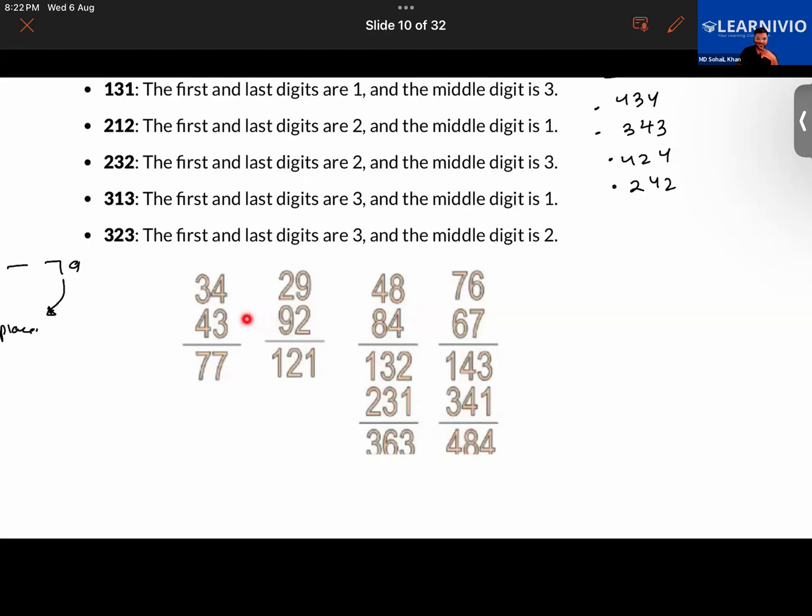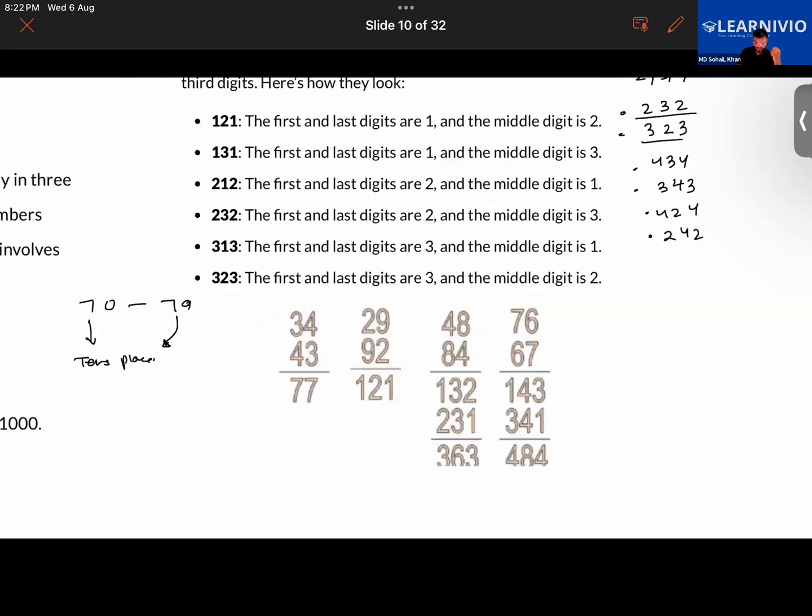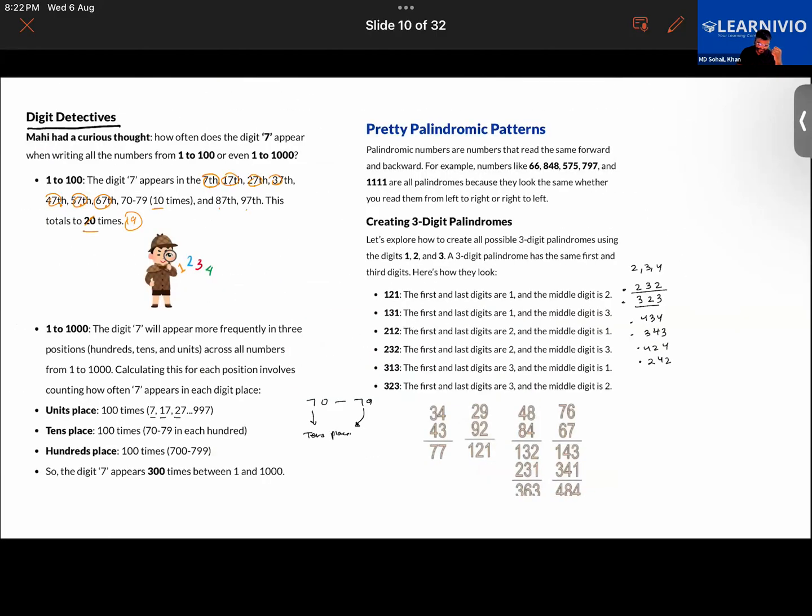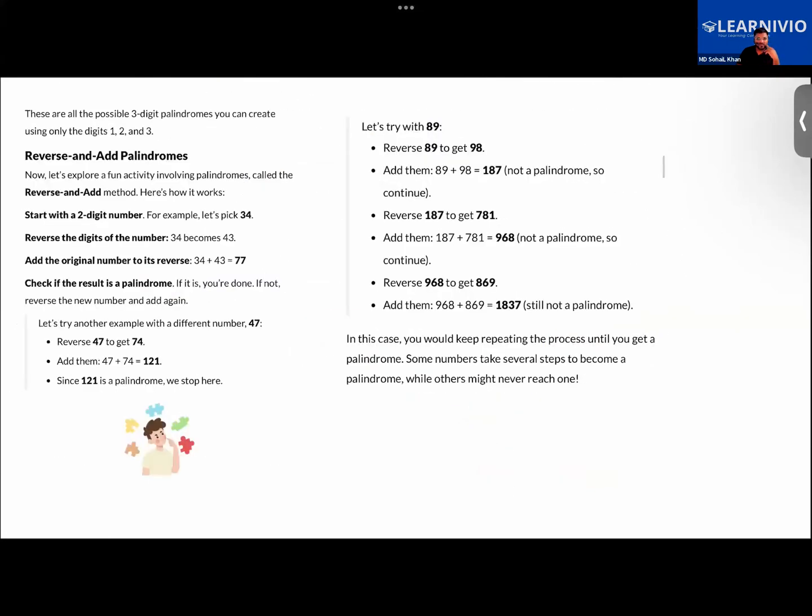So it's not possible every time, but in some cases, when a number is added to its reverse, we get a palindrome. Hope you're understanding these important patterns.